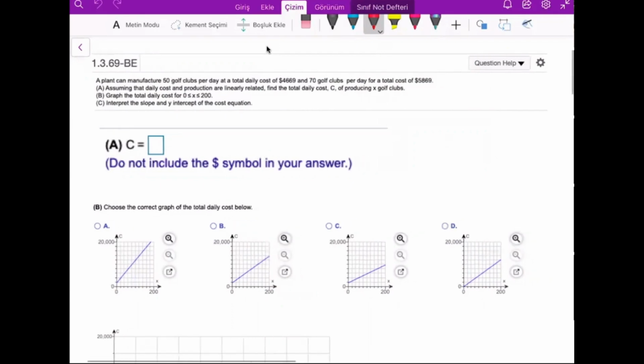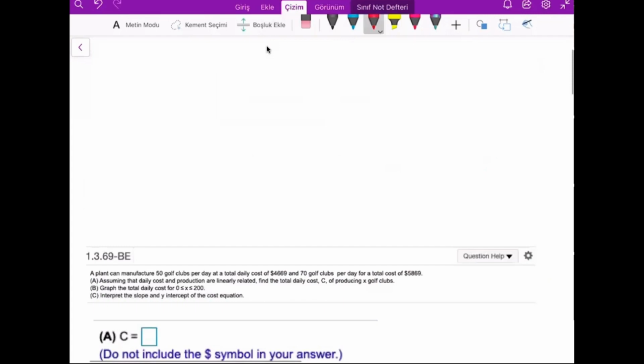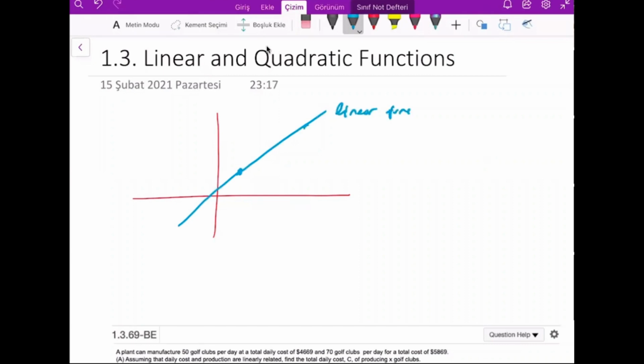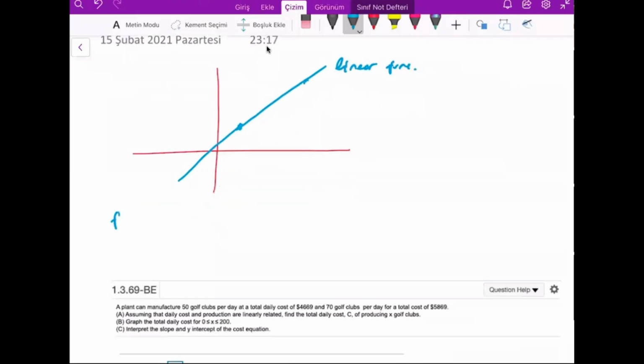Here I should give some important explanation for the linear function. For a linear function, if you know two points, there is a unique linear function. So here you have the unique linear function. This is a graph of the linear function. What is the form of the linear function? f(x) equals mx plus b, or y equals mx plus b. This is slope form.